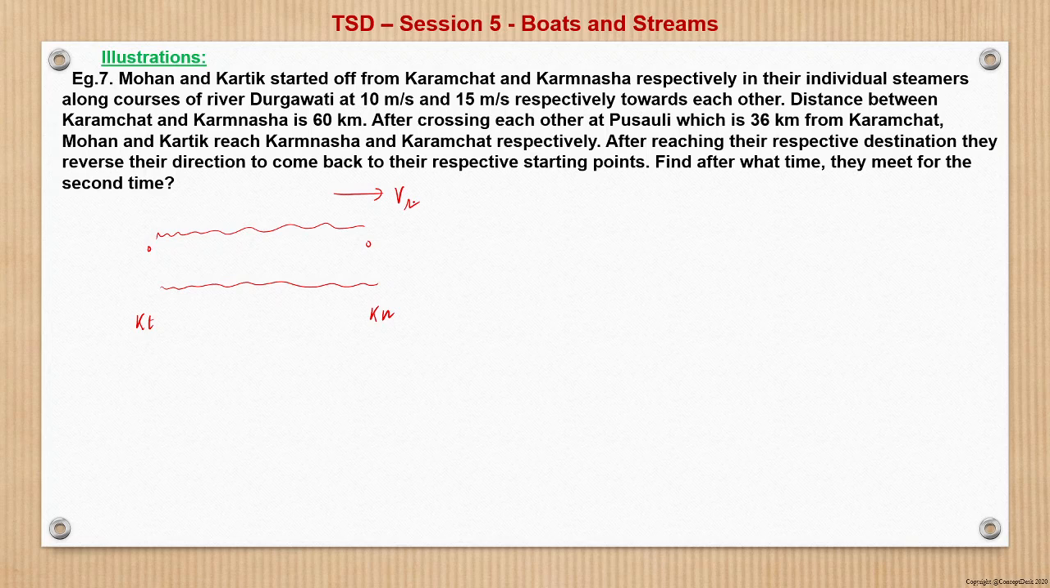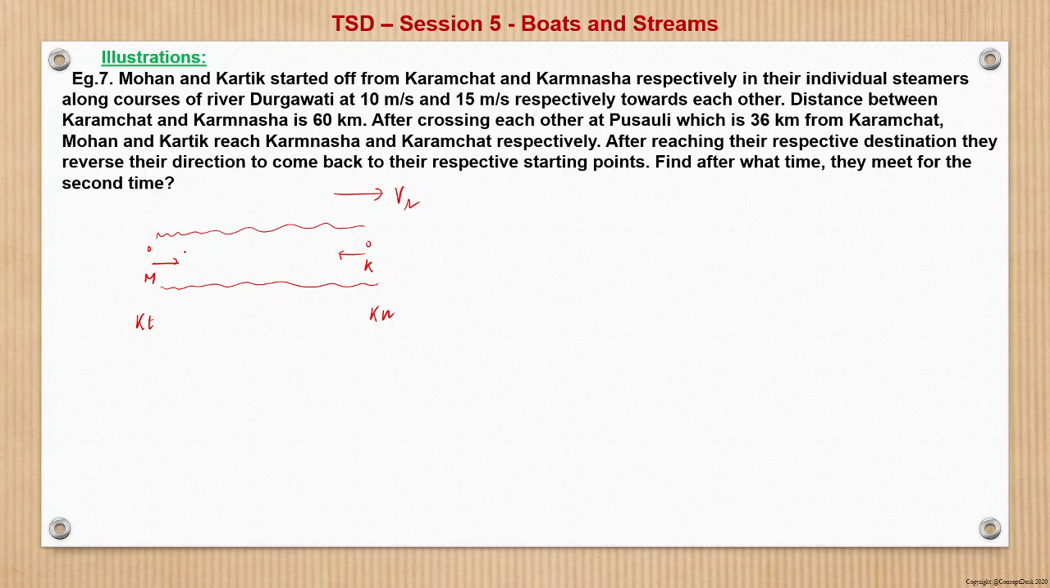Let this be the velocity of river. Now at this point, what happened? Mohan starts from Karamchat towards Karmnasha, and Karthik starts from Karmnasha towards Karamchat, right? And they both have a different speed.